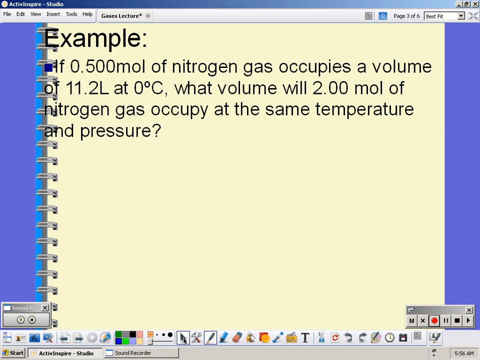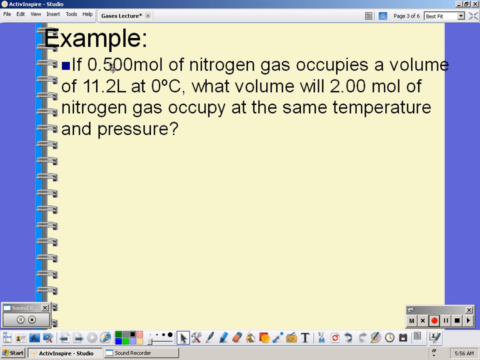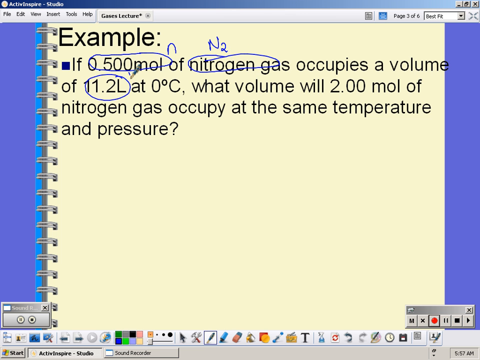Alright, so for example, if 0.5 moles of nitrogen gas occupies a volume of 11.2 liters, so here I have my n value, I have the gas that I'm referring to, which is a diatomic, and I have my volume. What volume will 2 moles, so now I'm changing my amount of nitrogen gas, occupy at the same temperature and pressure? At the same temperature and pressure, hopefully you realize that the volume and moles are directly related.